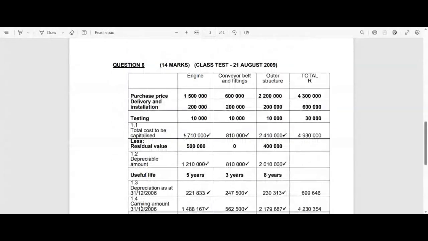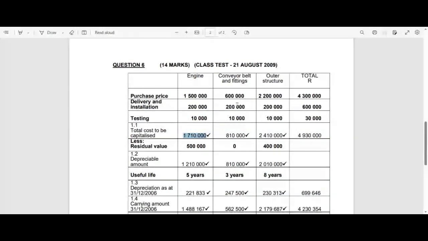So what is the total cost to be capitalized? That was the first one that was required of us, number 1.1. So we take the purchase price of 1.5 million. We add the two directly attributable costs, in other words, the delivery and installation of 200,000 plus the 10,000 rands testing. So that gives us a total cost to be capitalized of 1,710,000 rands.